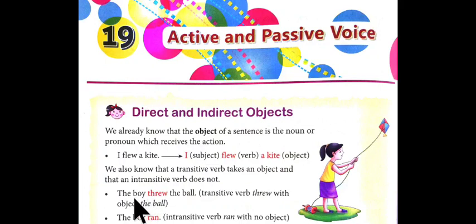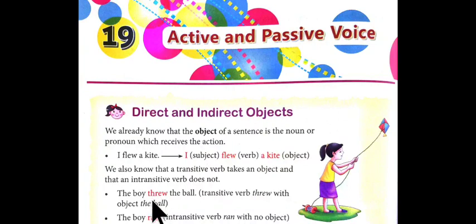Once again, students, the boy threw the ball. So here threw is verb and it also has an object. Let's see why. The boy is subject, threw is verb, and the ball is object. Now why is the ball the object here? Because the ball is receiving action from the subject, that is the boy. So what is transitive verb? Here threw is transitive verb. Why? Because it has an object, it is with an object.